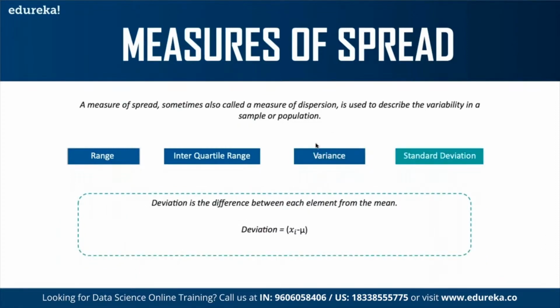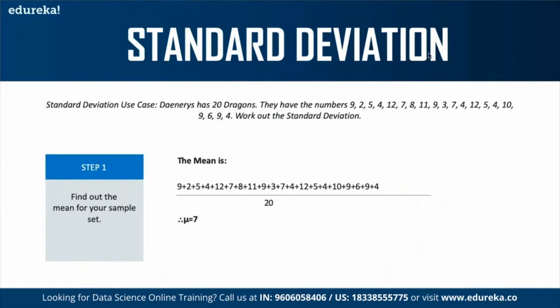And then standard deviation is simply the difference of each element from the mean. A small use case: suppose we are talking about standard deviation, and Daenerys has 20 dragons. Now they have the same numbers, these are different given numbers for the dragons here. If you want to work out the standard deviation, then the entire mean is 20. Again, we have to find the sum of the individual numbers and then divide it by the total number of given sets, and then we can find the mean.